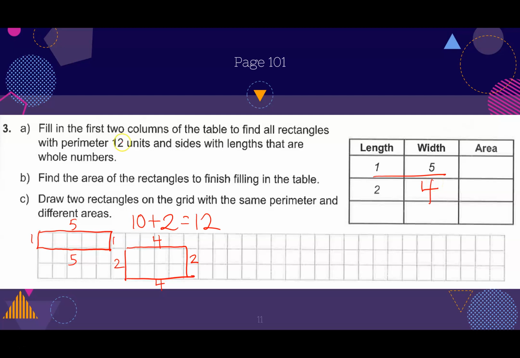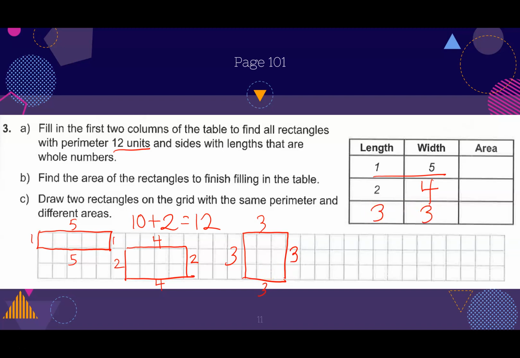All right, can we keep going to make another rectangle with a perimeter of 12? What about if we have a width of 3? Well, 3 plus 3 is 6. So we've used up half of the perimeter. What if we do 3 by 3? 3 plus 3 is 6, 9, and 12.